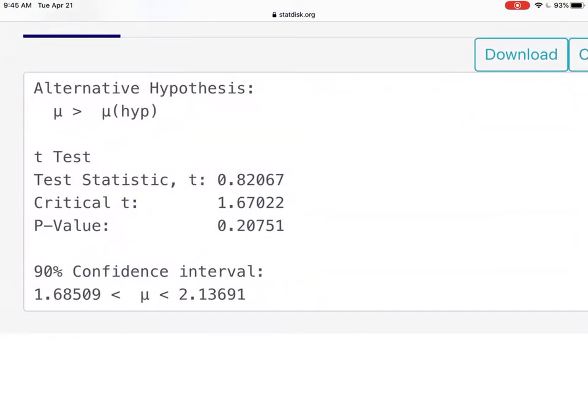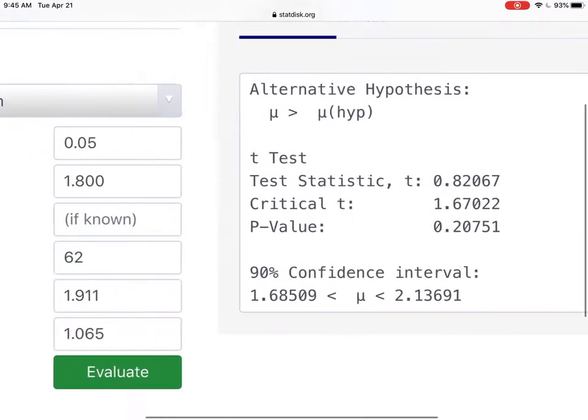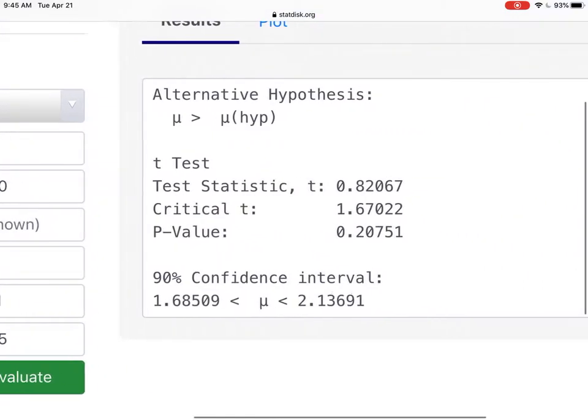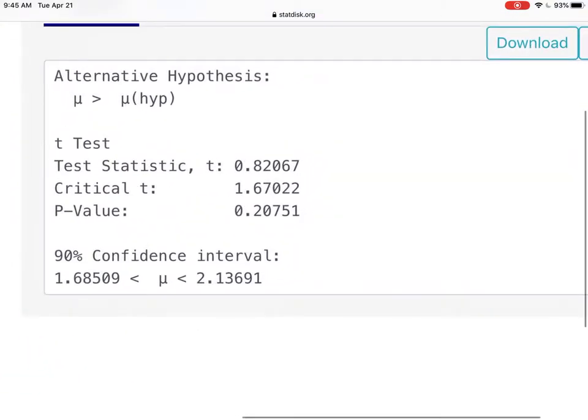Right there at the top is our alternative hypothesis. The mean is greater than some hypothesized value of the mean. That's really just a double check to make sure that you have input the alternative hypothesis correctly. I always double check that. I take a look at that real quickly to make sure that it matches up with my alternative hypothesis.